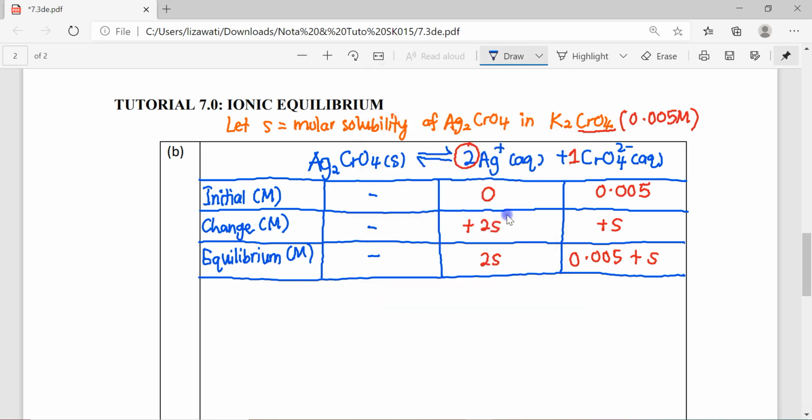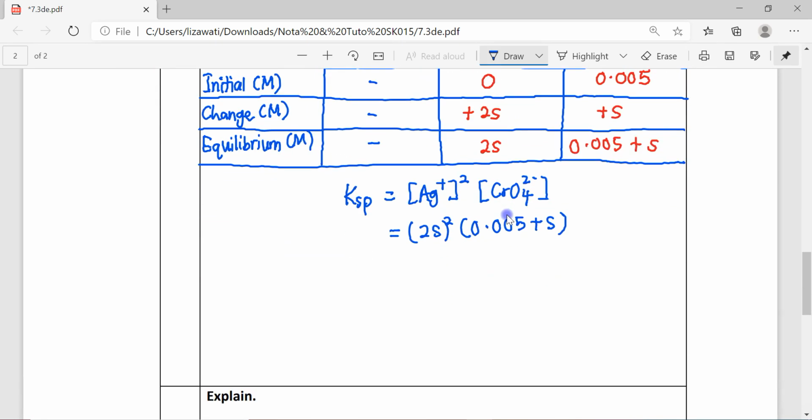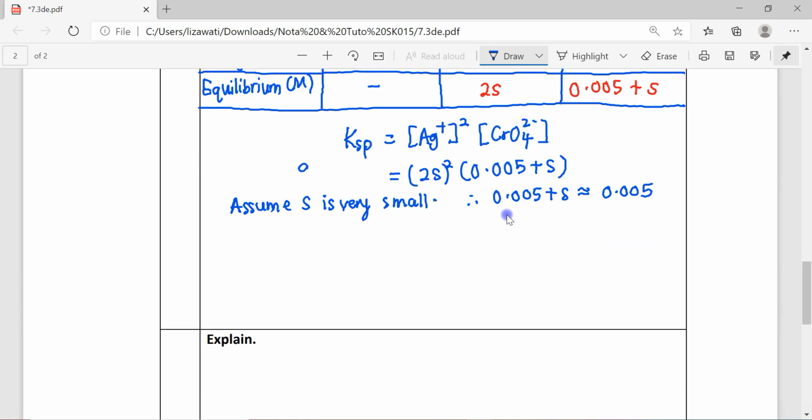Okay, next step, what should we do? So we write the KSP expression. Okay, and then substitute the concentration at equilibrium. Alright, and then we can assume that s is very small. Okay, so therefore 0.005 plus s is approximately 0.005. Substitute the value of KSP. Okay, so we want to find out the value of s. So when you calculate, you will get 2.12 times 10 power of negative 5 molar.